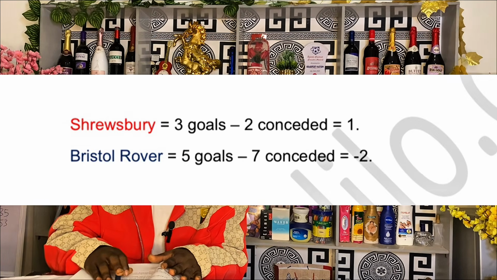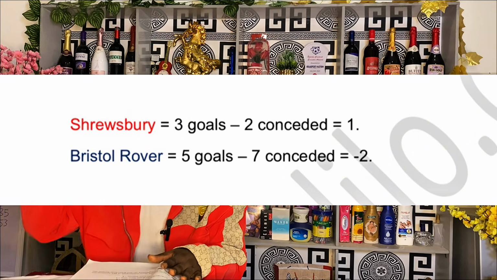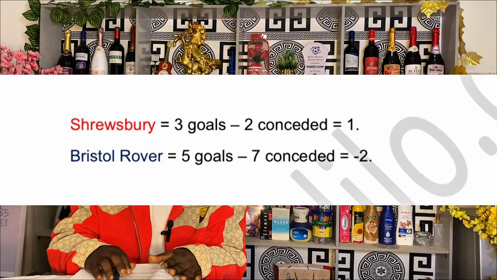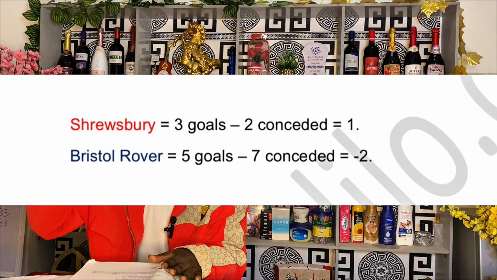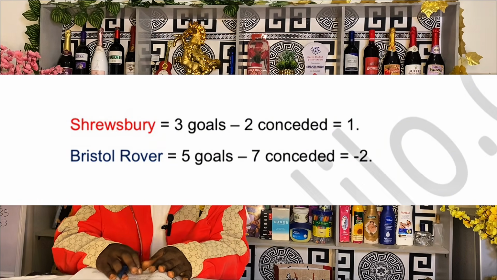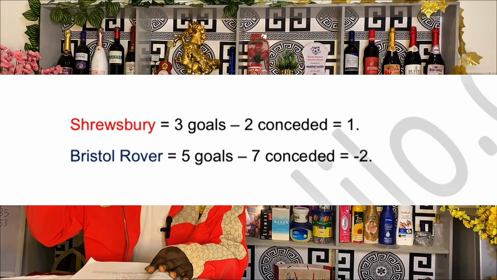To know the particular team that can win, you need to work out their current form and last 5 matches result. So right now, Strawberry 3 goals, 2 conceded is equal to 1. 3 minus 2 gives us 1. Bristol Rovers 5 goals, 7 conceded. 5 minus 7 gives us minus 2, which means Strawberry has 1 goal while Bristol Rovers has minus 2 goal.